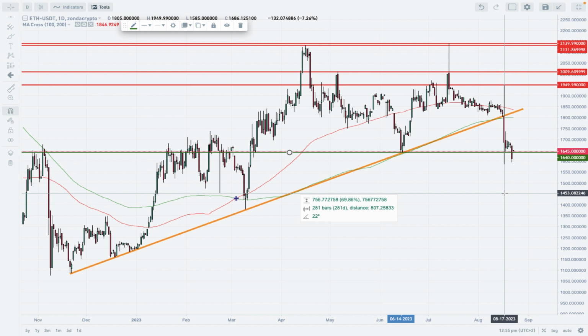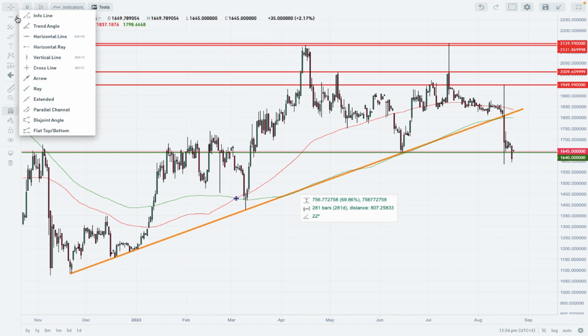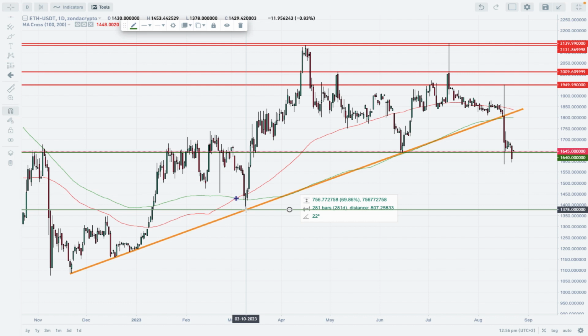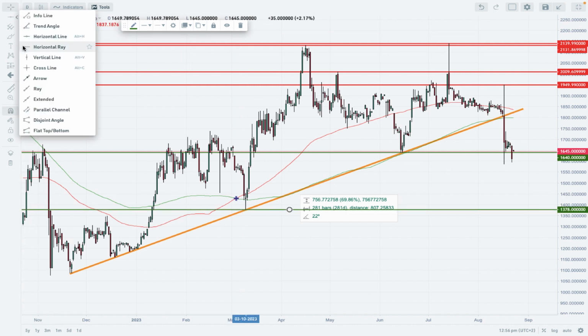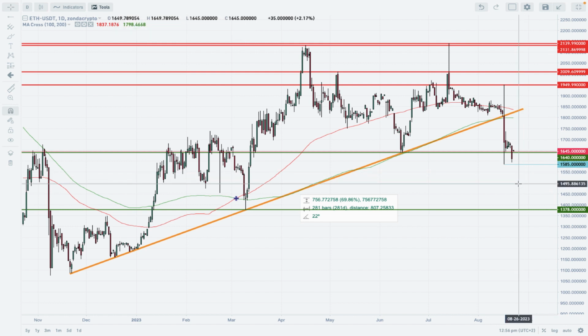This is the technical support. I mean, it was the technical support. Now it is violated. We have the daily candle close below this level. So sooner or later, we will hit this level here, 1378. That's the next target for the bears. They are pushing very strongly to the downside. Local low is 1585. This low might be violated very soon.